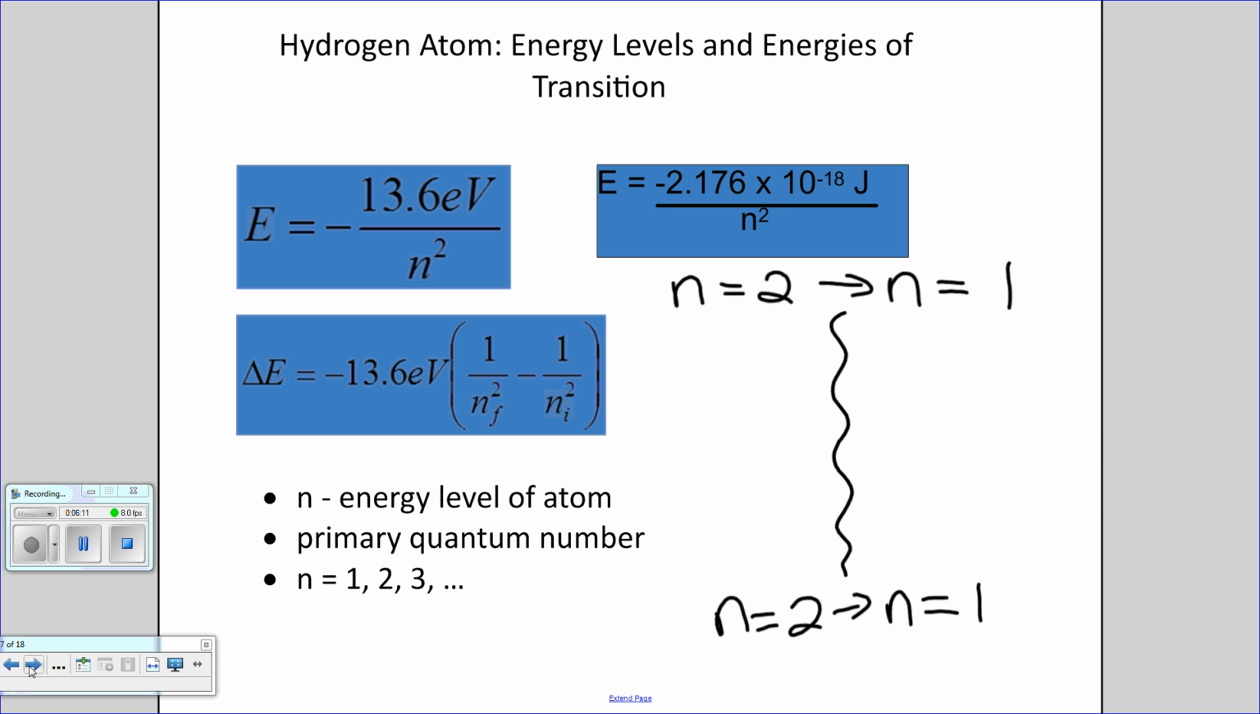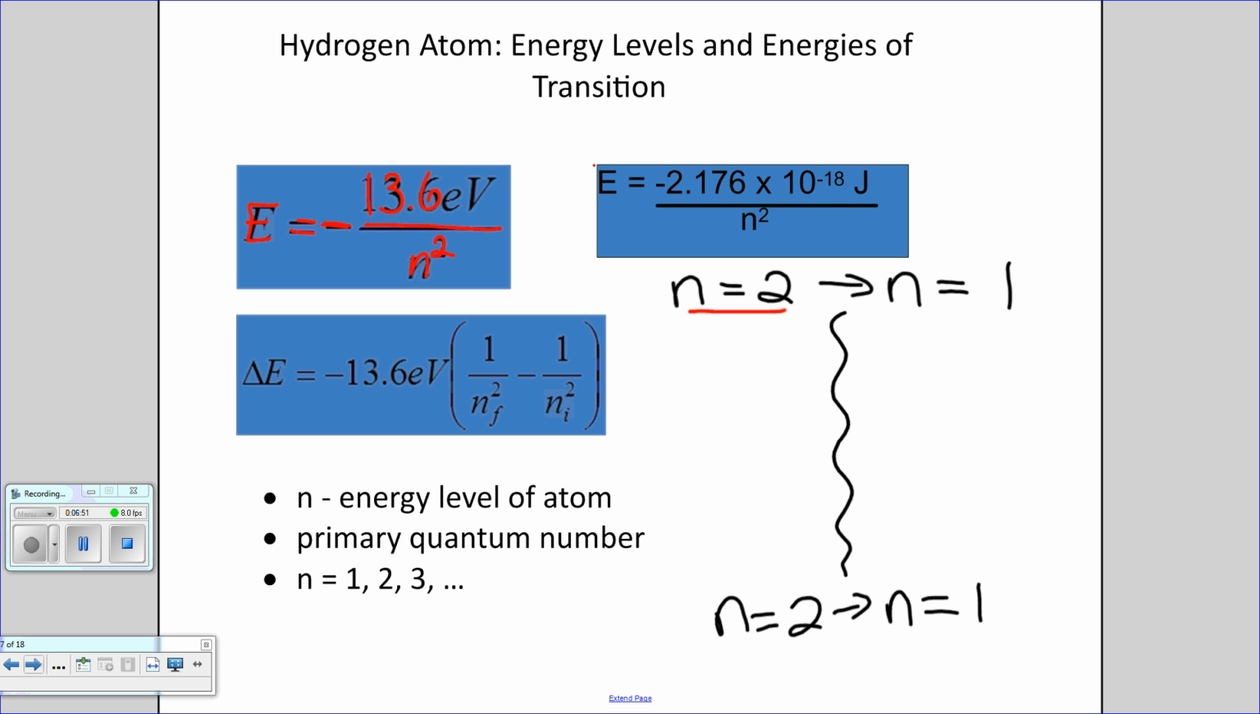Now, hydrogen being the simplest of all atoms, we've actually come up with an equation for it. The rest, they're a little bit too complicated, and they change and they're weird, and so we don't have actual equations for them. But hydrogen, we do. If I was an electron in hydrogen on the second energy level, I would have a specific amount of energy. That specific amount of energy is equal to negative 13.6 electrovolts divided by the energy level I'm on squared. Okay, and that's what my E equals.